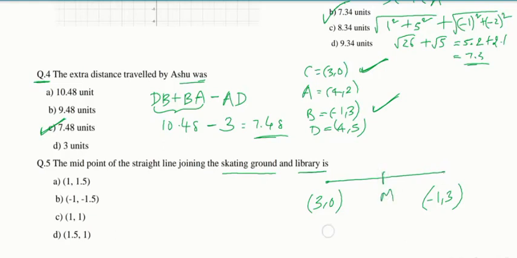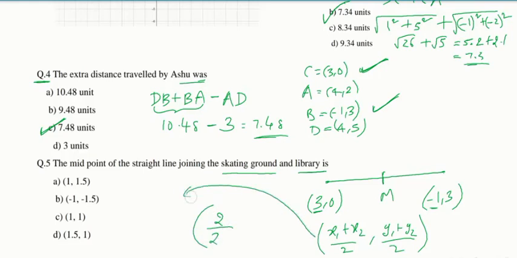So the midpoint formula you know very well: x1 plus x2 by 2, comma, y1 plus y2 by 2. So apply this formula. So 3 minus 1, 3 minus 1 means 2. So 2 by 2, comma 0 plus 3, so 3 by 2. So this value is equal to 1 comma 1.5. 1 comma 1.5, which is option A.